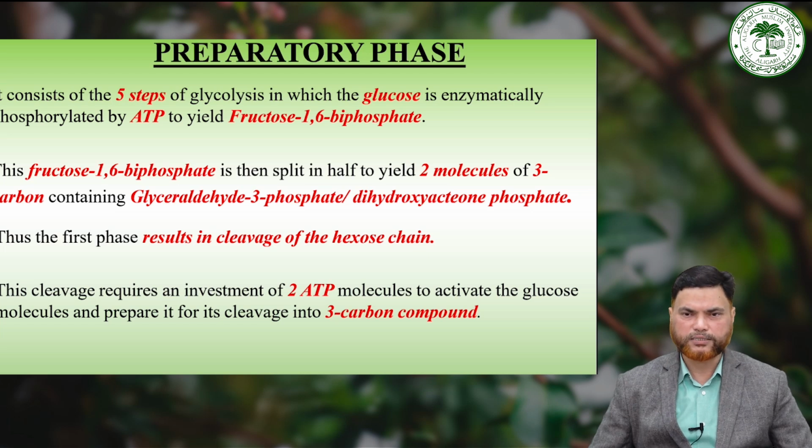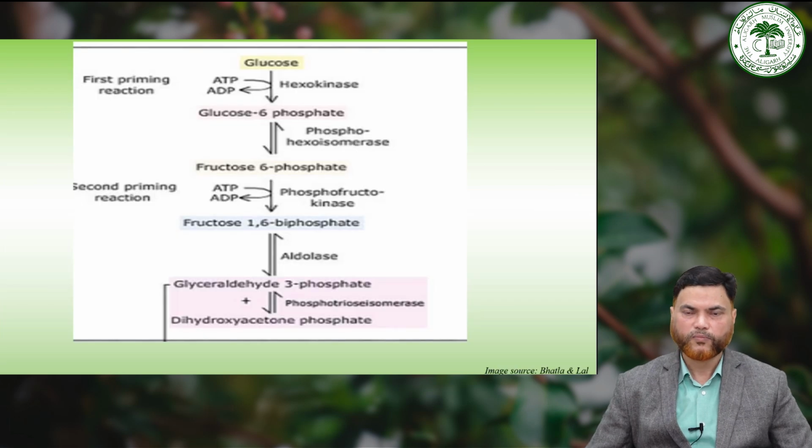To facilitate this cleavage and prepare glucose for conversion into 3 carbon compounds, there is a requirement of how many ATP molecules? 2 molecules, as an initial investment in this process. So, this slide shows the steps involved in the preparatory phase, as we have just outlined it.